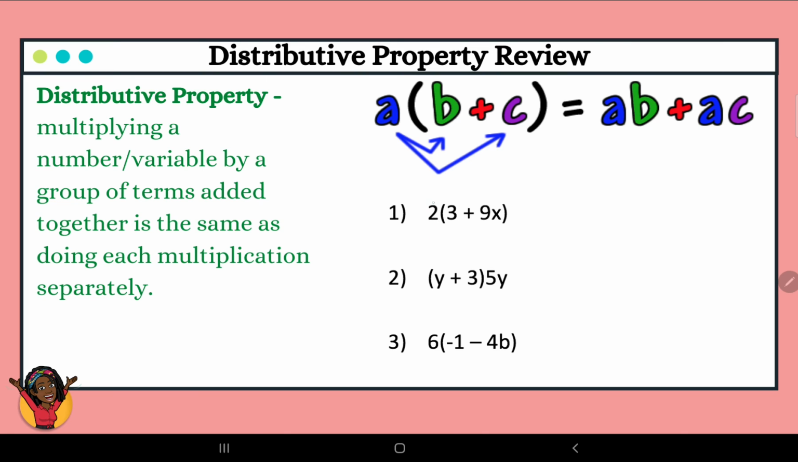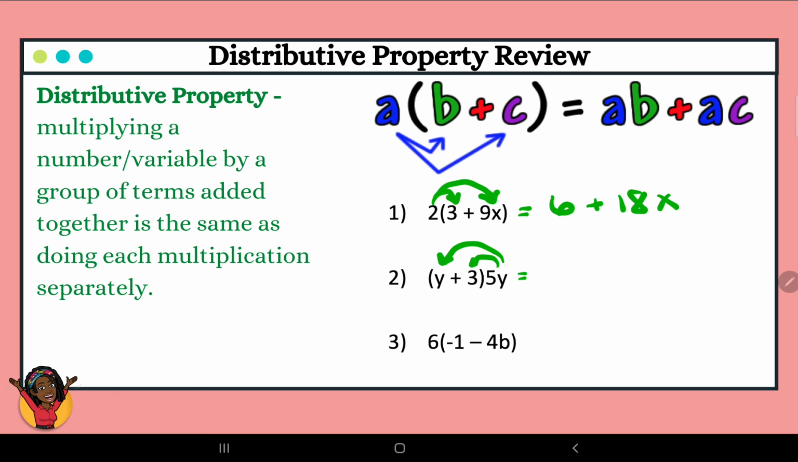For number 1, I have the number 2 on the outside, and I'm going to distribute that through to each value in the parentheses. I like to draw my arrows because it reminds me that I need to multiply the 2 not only to the 3, but also to the 9x. 2 times 3 is 6. 2 times 9x is 18x. These are unlike terms, so I leave it there. I'm going to do the same thing here.